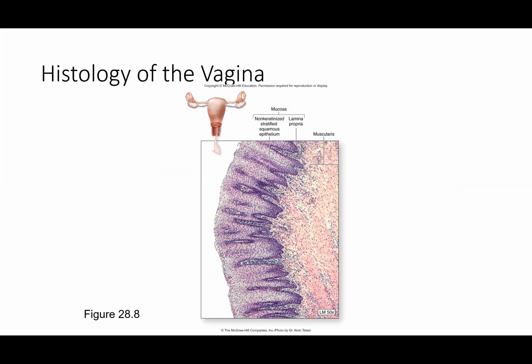You can see the stratified layers there, stratified squamous. You've got your squamous cell, cuboidal, columnar.